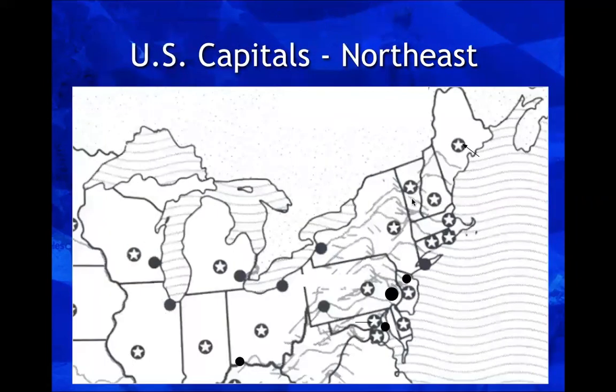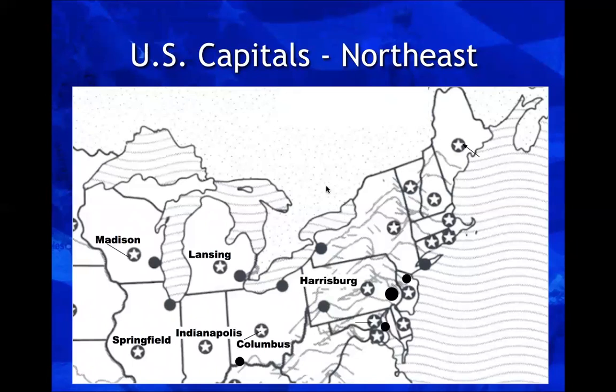And now we're going to zoom in on the Northeast. Madison is the capital of Wisconsin. Springfield is the capital of Illinois. Indianapolis is the capital of Indiana. Lansing is the capital of Michigan. Columbus is the capital of Ohio. Harrisburg is the capital of Pennsylvania. Annapolis is the capital of Maryland.